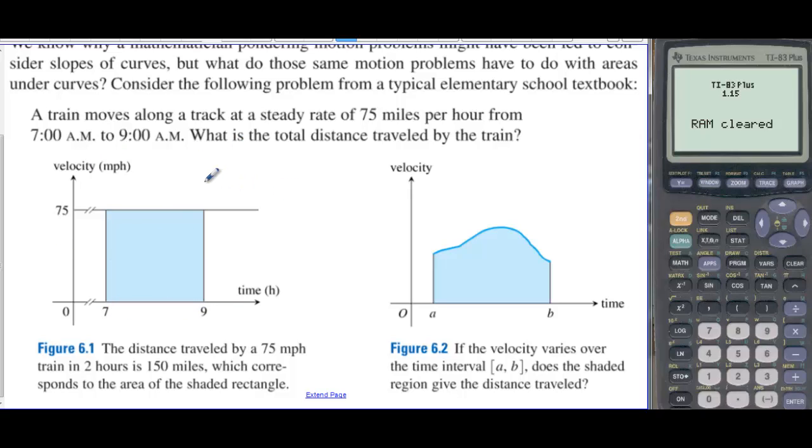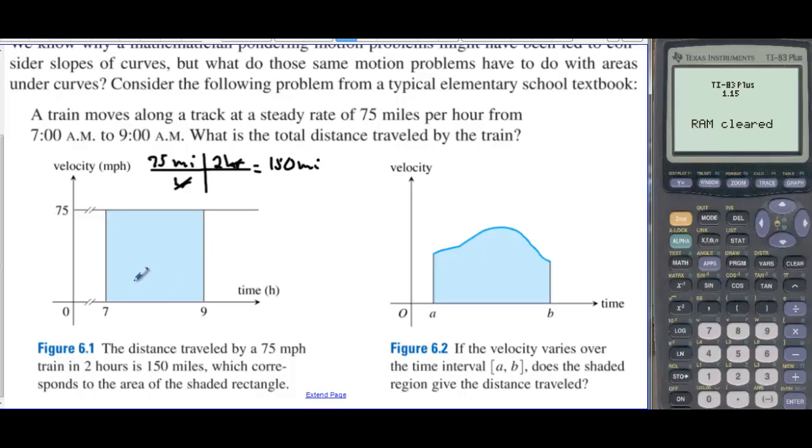Now we can find out distance traveled by dimensional analysis. We have 75 miles per hour, and then if we want to find out how far the train went, we can multiply this by the 2 hours that it traveled from 7 to 9. Well, the hours would cancel, and we find out the answer is 150 miles.